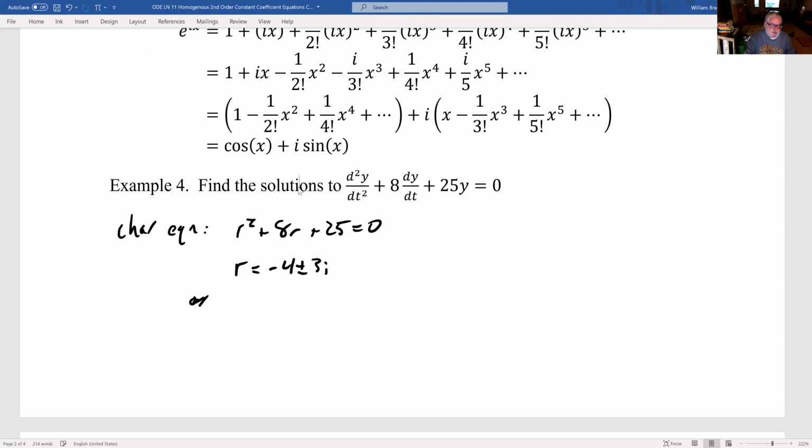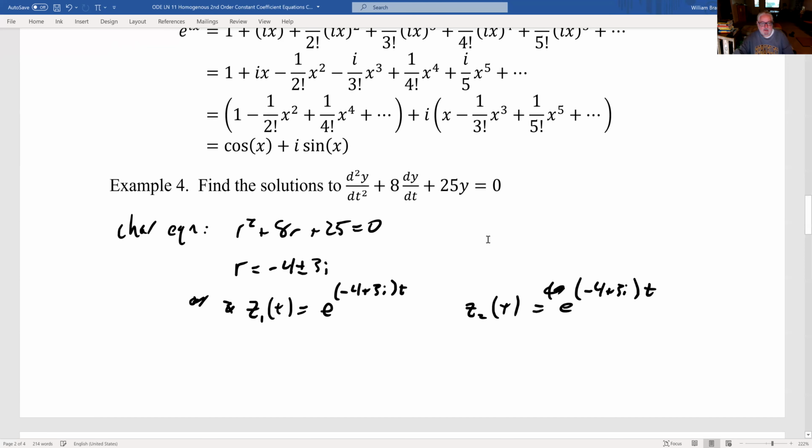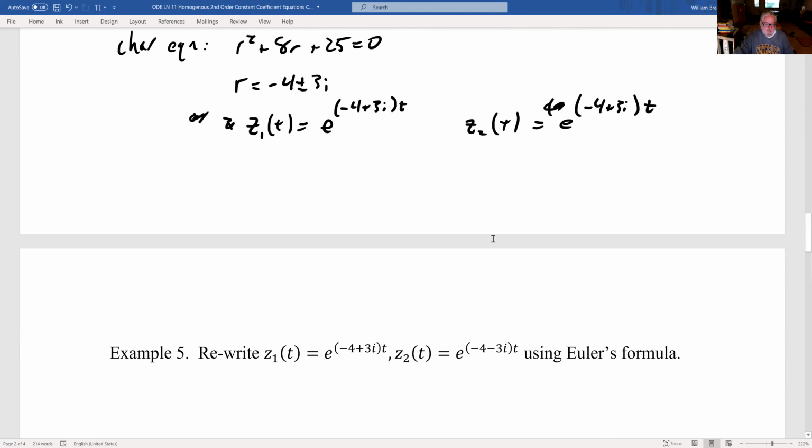So what are my two solutions? I'm going to call them z because they're complex, and I want to use y for real ones. But z1 of t is e to the eigenvalue times t, and a second one is e to the other eigenvalue times t. Okay, so those are solutions. You can plug them in, grind through it, and check them out. They are, in fact, solutions. They're not solutions we want because we don't want solutions that have i's poking around in them.